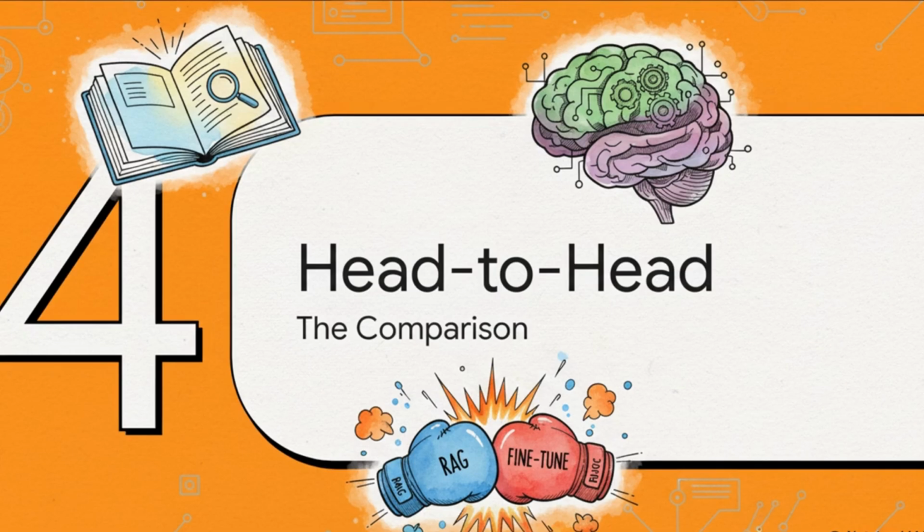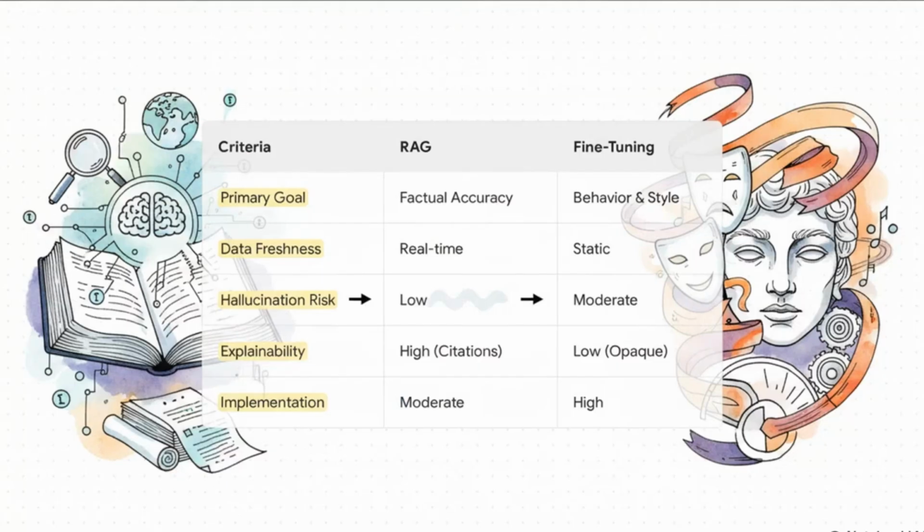Now it's time for the main event. Let's put RAG and fine-tuning head-to-head and see how they stack up on the things that really matter to developers. This table lays it all out beautifully. You can see the clear trade-off. RAG is your champion for factual accuracy, data freshness, and being able to trace back to a source. Fine-tuning, on the other hand, is all about mastering behavior, style, and tone. Simply put, RAG is about what the model knows, fine-tuning is about how the model acts.